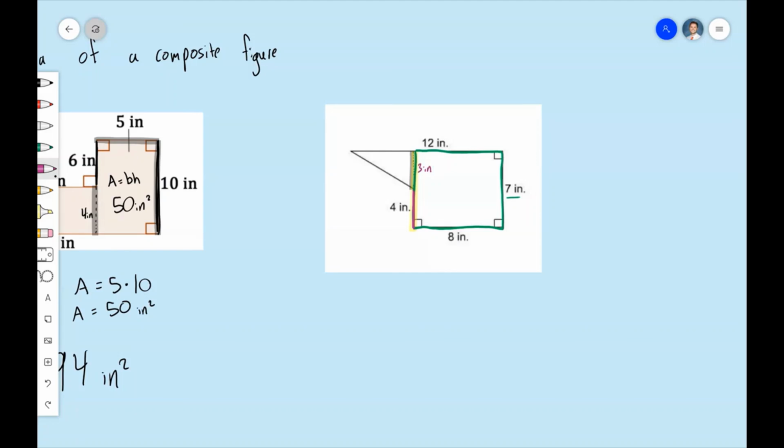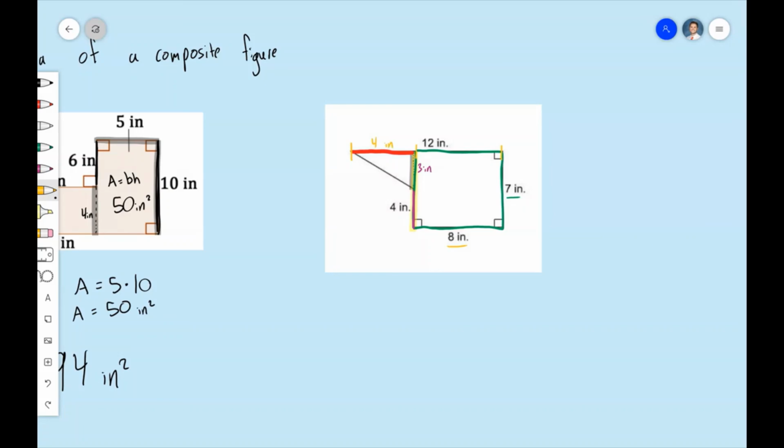Okay, same thing goes for the base. Our base will be here, and we know that this whole length of this side is labeled as 12 inches, whereas this part of the rectangle is 8 inches. So if from here to here is 12 inches, and from here to here is 8 inches, then 12 minus 8 gives us 4 inches for the base.